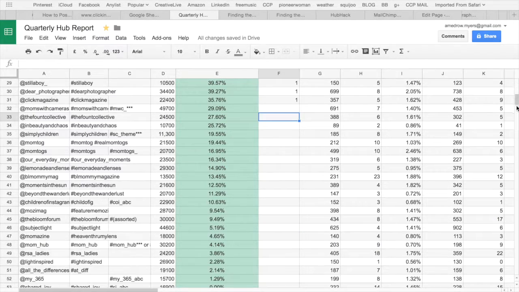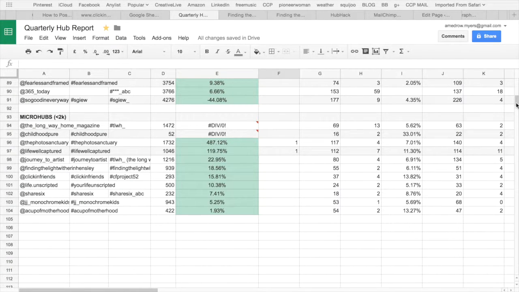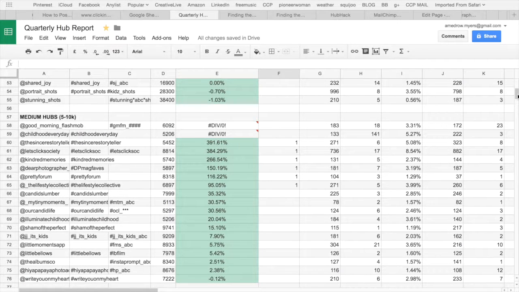I'm going to scroll down a little bit. You can see the micro hubs have huge follower growth rates again because usually these are startups, and so they take off. The Photo Sanctuary, Life Well Captured, went up by tremendous numbers, and you can see here whenever you have that error message, I just don't have data from a few months ago.